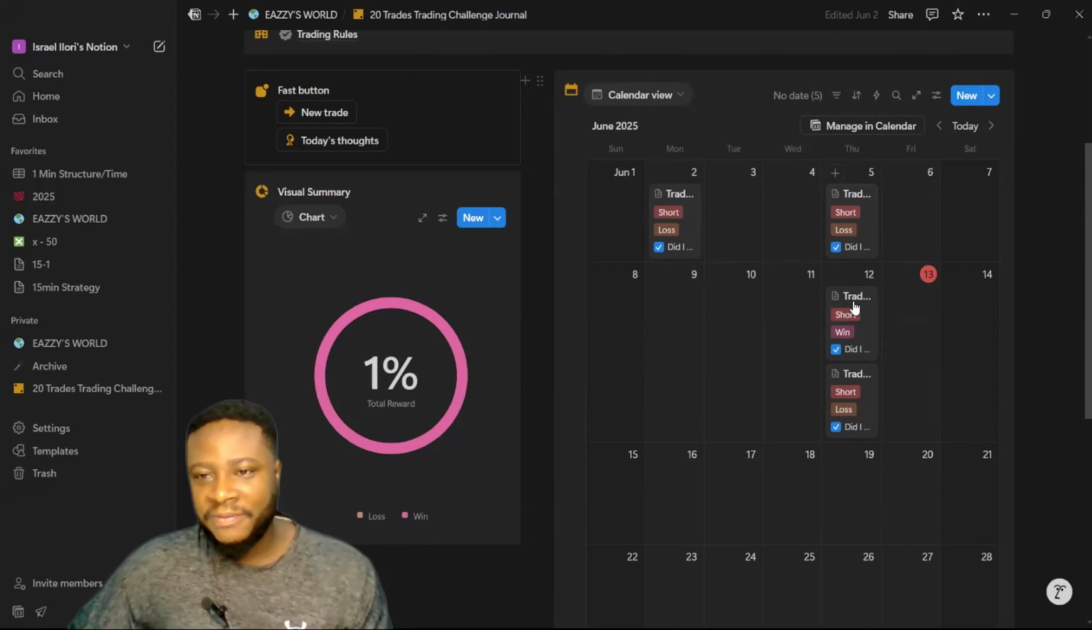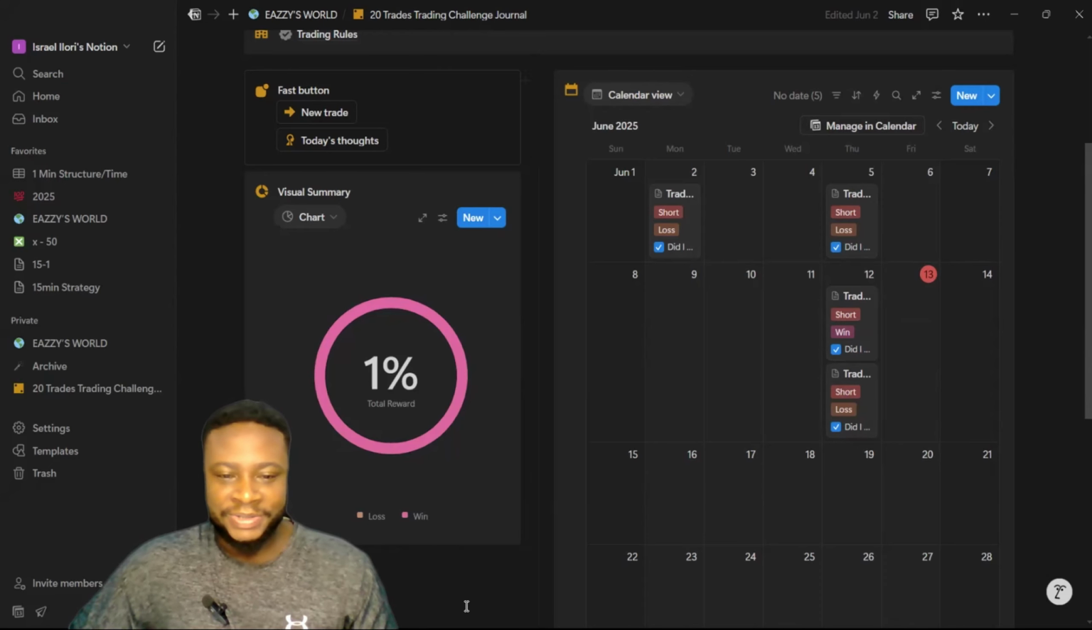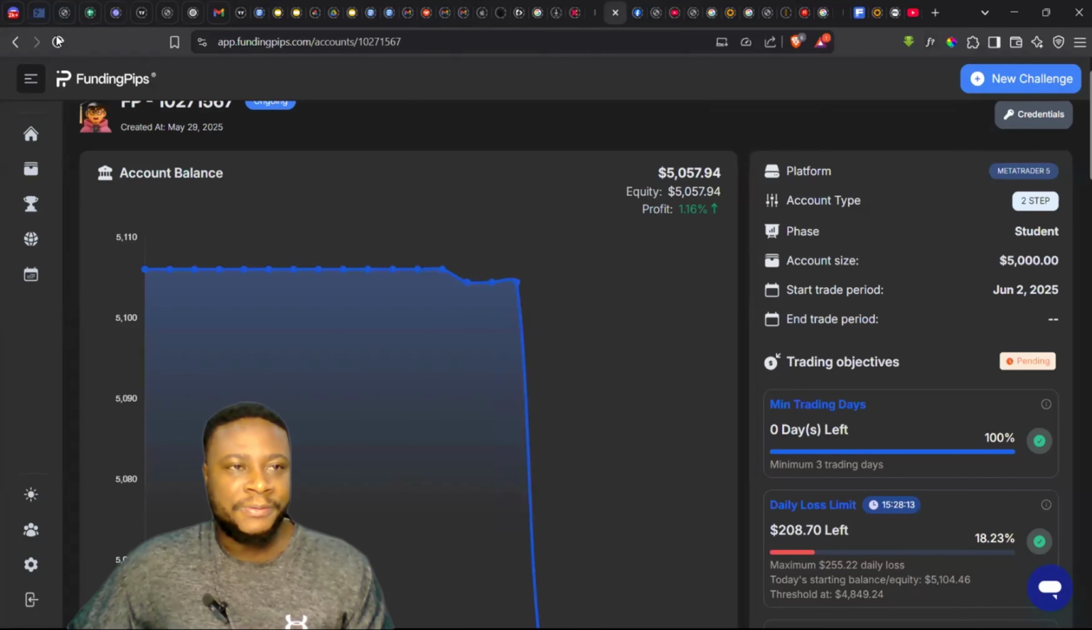I've taken 4 trades on the account, and those 4 trades were taken in 2 weeks. So that's an average of 2 trades per week, and we are still at 20 trades. I don't know how long the remaining 16 trades are going to last, but that's the interesting part. Let's just keep fingers crossed. So let me refresh.